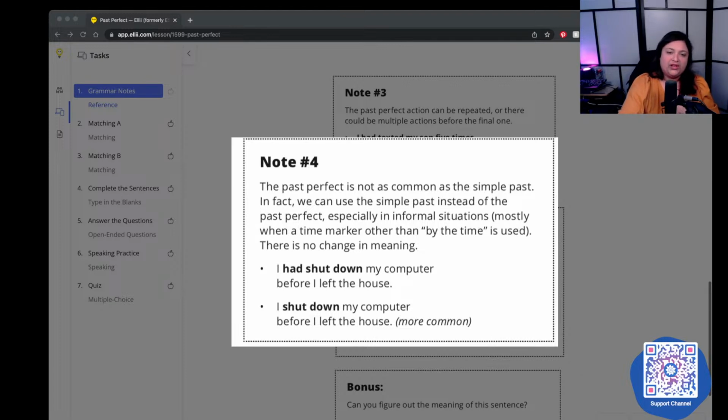So here we have, I had shut down my computer before I left the house. But I could also say I shut down my computer before I left the house. This is more common, but please know that this second one is also a little bit more informal in comparison. I had shut down my computer before I left the house. It's a little bit more polite than the other one. I shut down my computer before I left the house. It's very casual. That's why it's more common.